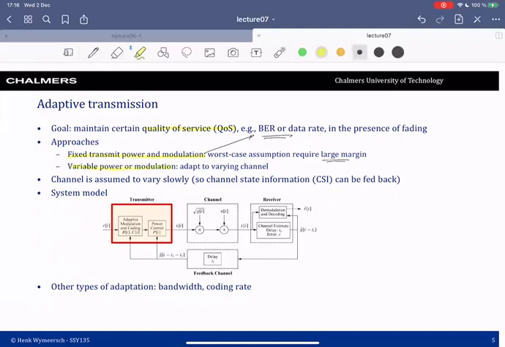On the other hand, we could also vary the power or modulation format and adapt it to the channel. In order to do this, the channel cannot change too quickly, so we assume that it varies slowly, so we have a slow fading channel, which allows us to feed back the channel state information from the receiver to the transmitter. So the receiver knows the channel and then can adapt its modulation format and its power given the channel, and then the receiver will of course demodulate and detect the data. There are other ways of doing adaptation, but we only focus on power and modulation format here.